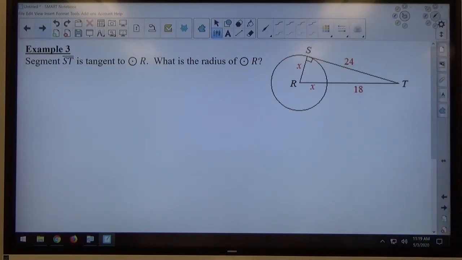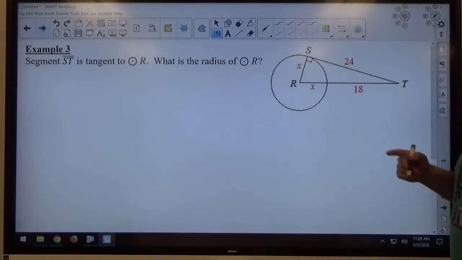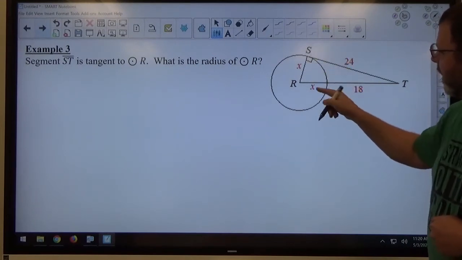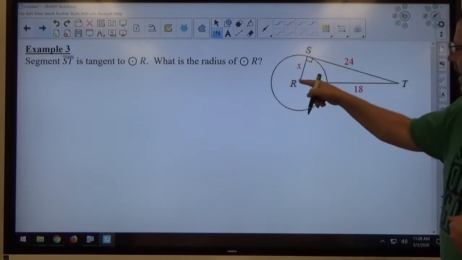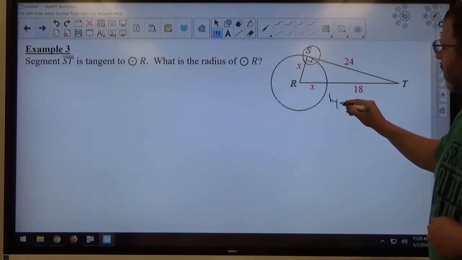Again, we have a right triangle here, so a lot of these problems involve the Pythagorean theorem. Keep that in the forefront of your mind, since the Pythagorean theorem might be useful. Notice that the radius x is the length of SR. RT is this side, which is the hypotenuse. Here's my right angle, which makes this my hypotenuse.